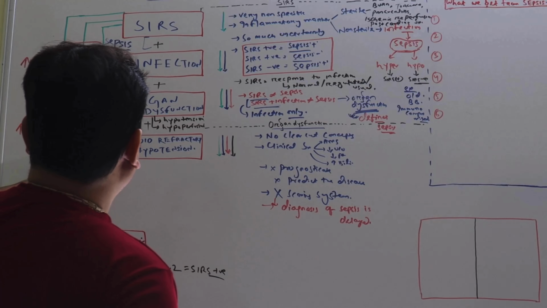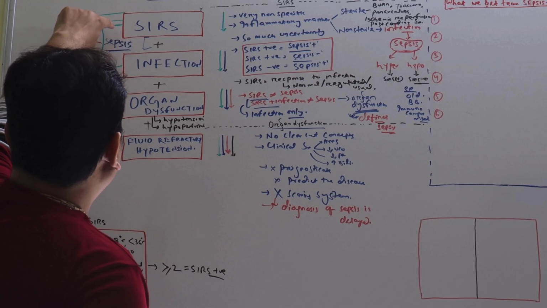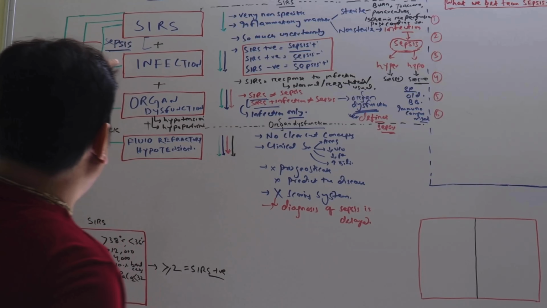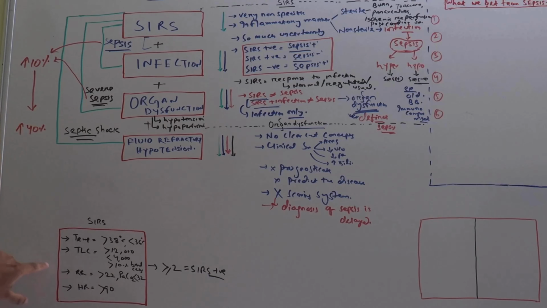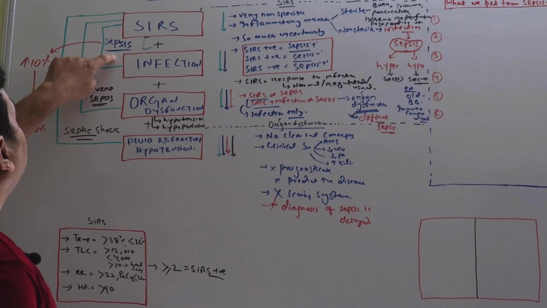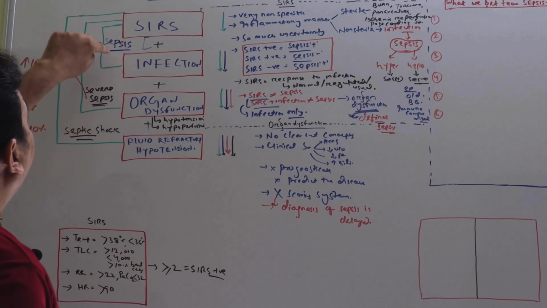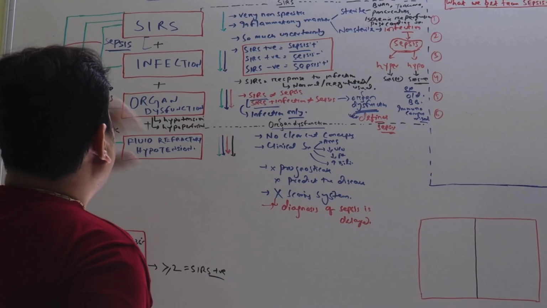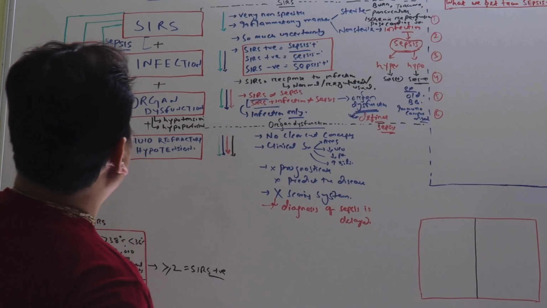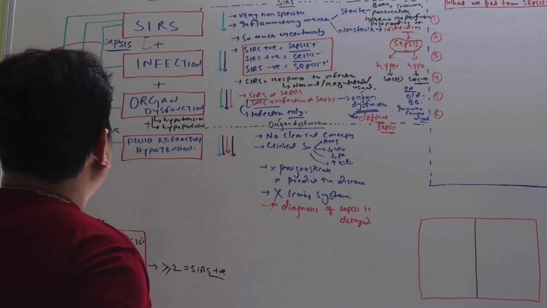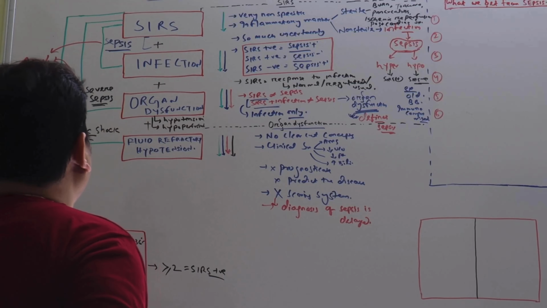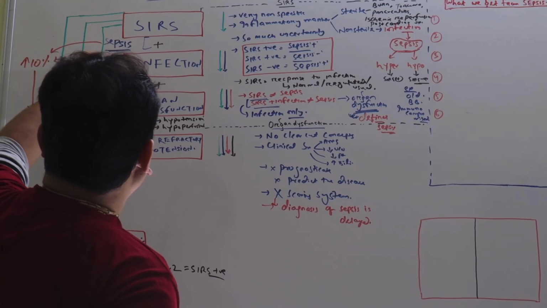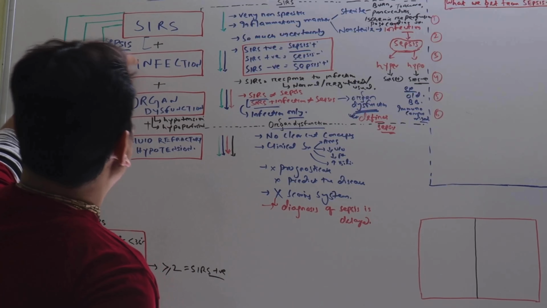In the very beginning, the first problem is if you equate SIRS plus infection with sepsis, then every patient who has a fever, tachycardia, high respiratory rate, you classify as sepsis, you give broad-spectrum antibiotics, you give fluid. But actually this can be a simple infection which did not require hospital admission, broad-spectrum antibiotics, or fluid resuscitation. So this is overdiagnosis, and this is wrong. SIRS plus infection is simple infection and cured easily.